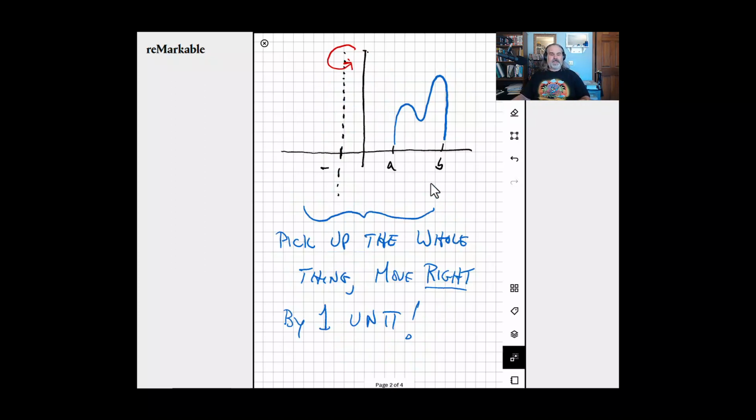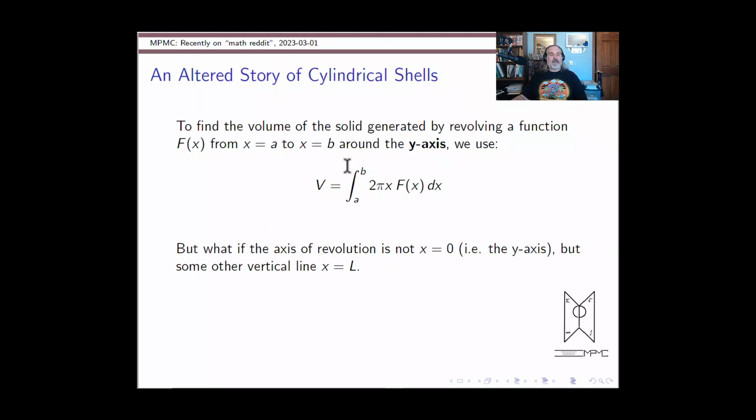Now, what if we want instead to take that same piece of function and the area under it and revolve it around something that wasn't the y-axis itself? Because that's what the formula before is engineered to do, is to revolve something around the y-axis specifically. Okay, so the slide has already given away the gimmick a little bit, but the story is maybe we don't want to revolve around the y-axis, which is x equals 0. Maybe we want to revolve around a different vertical line, some other x equals L.